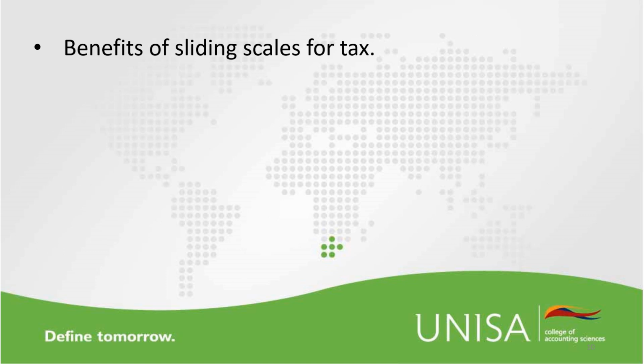Sliding scales for tax have the effect that the lower income earners pay less tax than higher income earners. This is very common for taxpayers who are natural persons. Small business corporations in South Africa also have this benefit, which aims to encourage and stimulate the growth of small businesses and to increase employment rates. We trust that you found the presentation insightful and that you will be able to calculate the normal tax liability of a small business corporation by using the rates of normal tax.